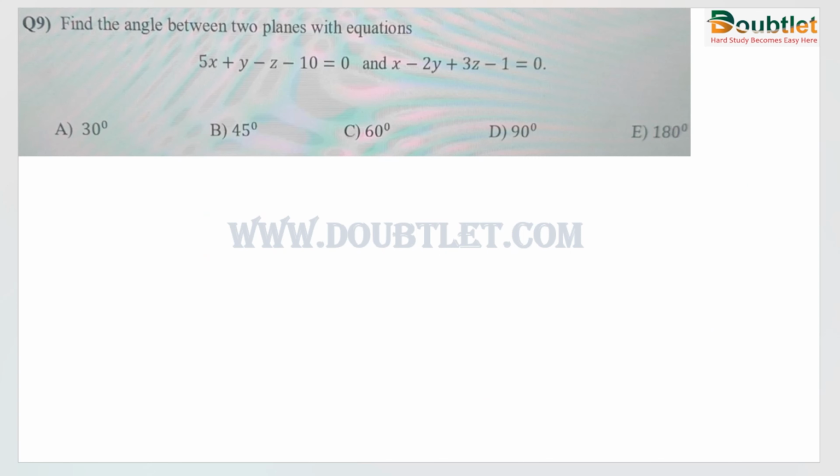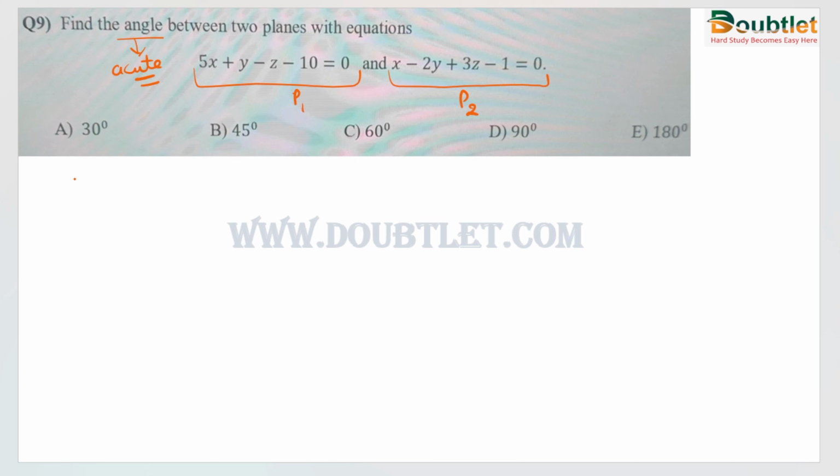Now let's take another example. So we have been given the equation of plane P1. So this is plane P1 and the equation of plane P2. And we have to find the angle between them. Here the angle type is not mentioned, but by default we will consider it an acute angle.